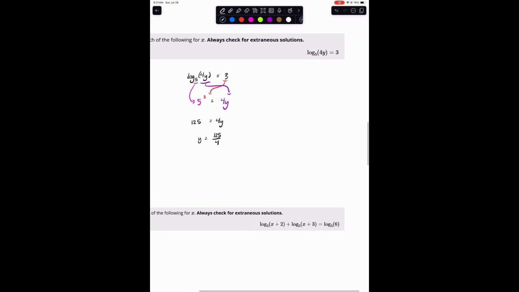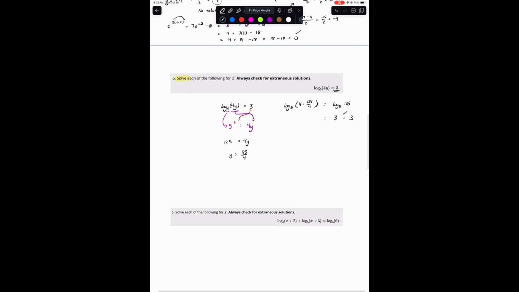And when we plug it in, so log base 5 of 4 times 125 over 4, this is equal to log base 5 of 125. And we're asking ourselves, 5 to what power gives us 125? The answer is 3. So that equals 3, so that is indeed a correct solution.